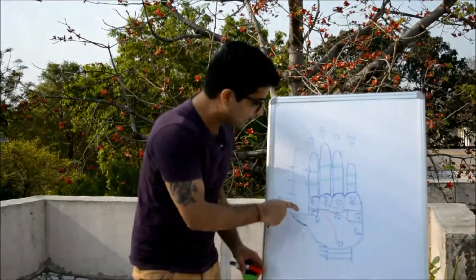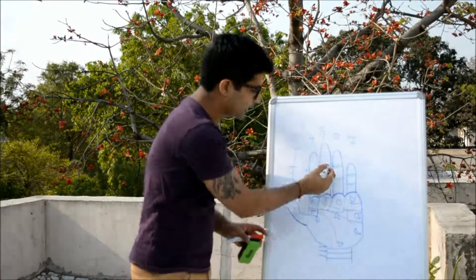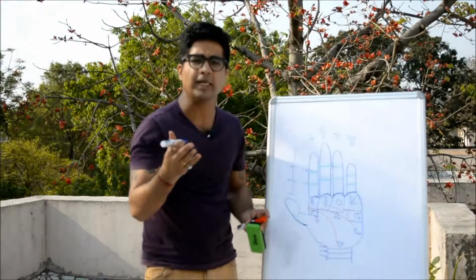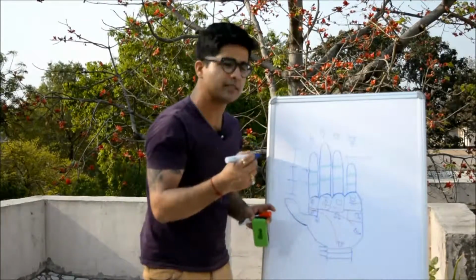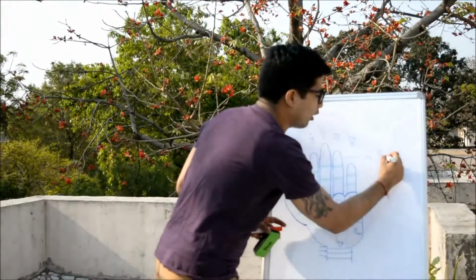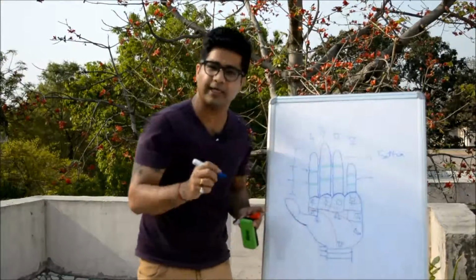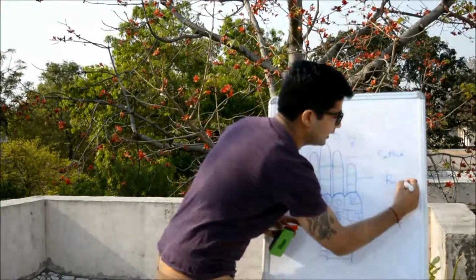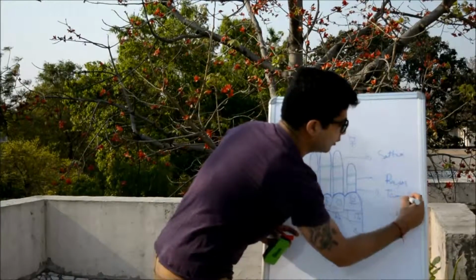If we talk about these fingers a little bit in detail, every finger is divided into three portions. The top phalange is associated with the sattva guna, the middle phalange is associated with the rajas qualities, and the bottom phalange is associated with the tamas qualities. So what do I mean by that?